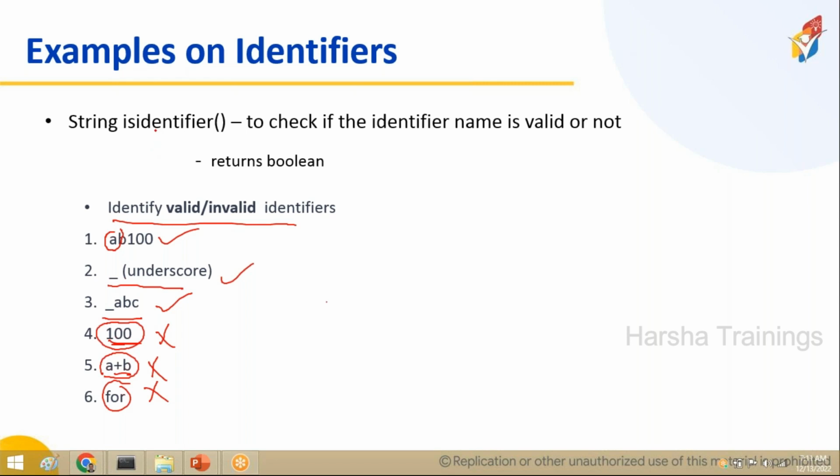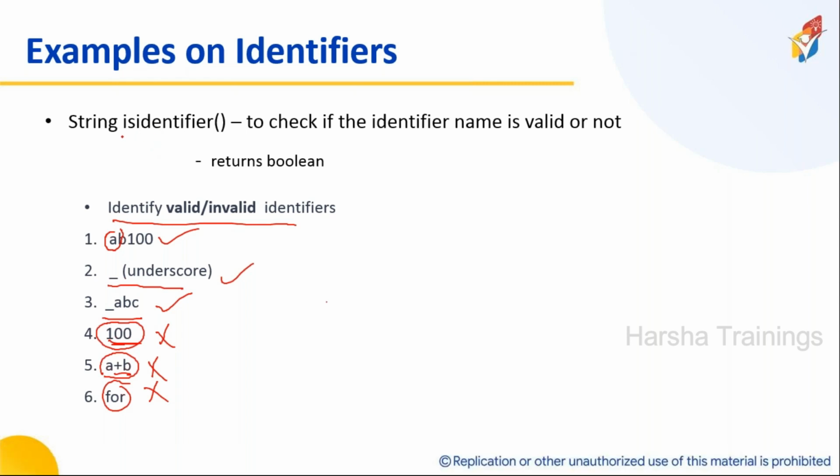Now I will tell one function that is called isIdentifier. isIdentifier is a function which will tell whether these identifiers are valid or invalid, and it always returns a Boolean. Boolean means it is going to return two representations. First one is true, second one is false. Okay, so shall I demonstrate this with Jupyter Notebook?